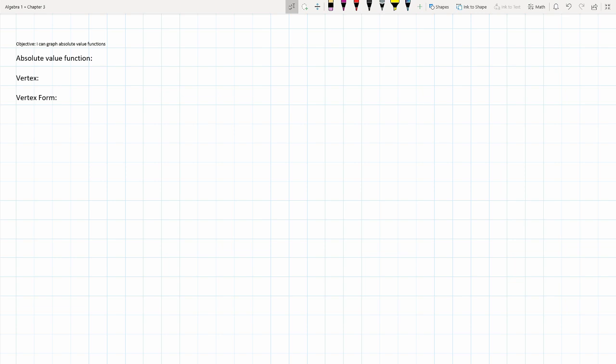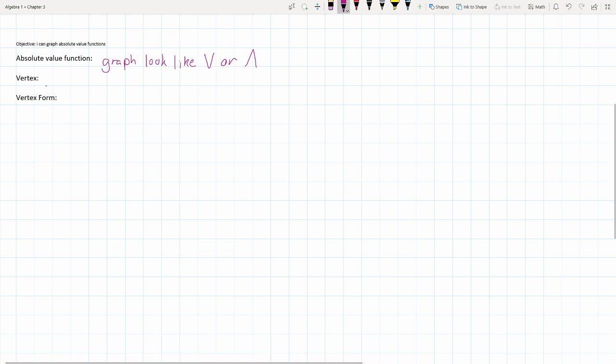Alright, a couple key terms and definitions that we should probably know about. The first one is an absolute value function. We've actually already talked about these, but whenever we're talking about graphing, which is what this whole one is about, the graph is going to look like a V. It might be an upside down V, but that's going to be an absolute value function.